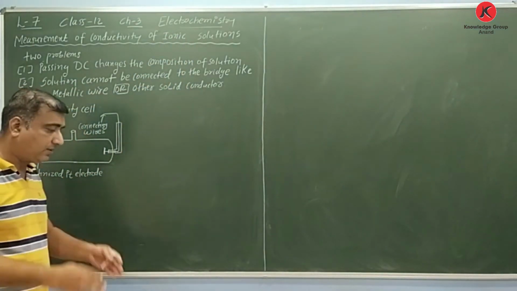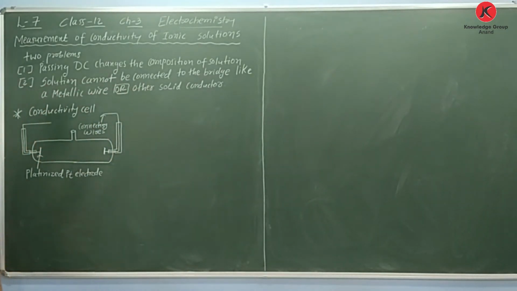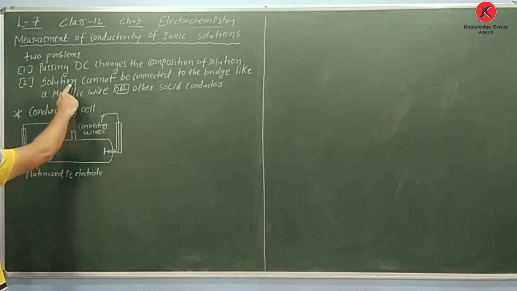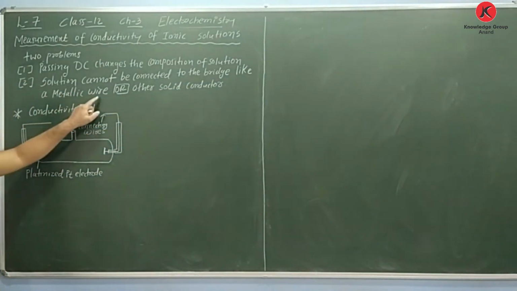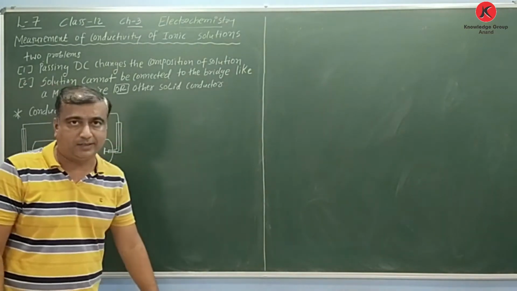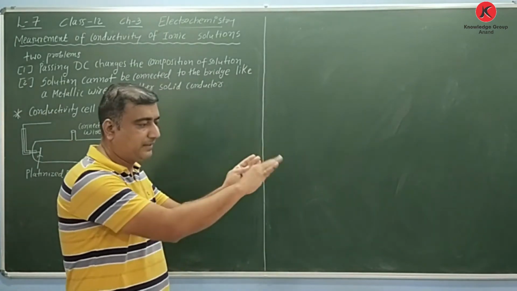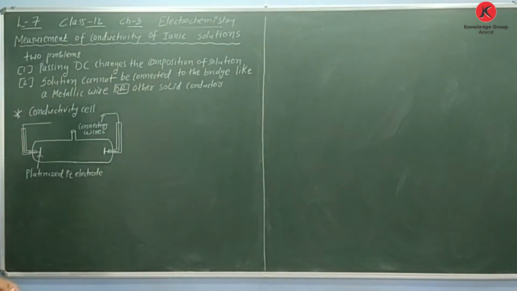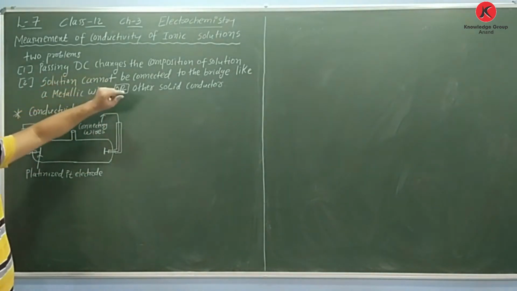When we measure the conductivity of an ionic solution, we face two problems. Problem number 1: passing direct current changes the composition of the solution. Second: the solution cannot be connected to the bridge like a metallic wire or other solid conductor. Suppose a metallic wire or solid conductor is there, we can directly connect it to the bridge, but here a solution is there. That means we are facing two problems.